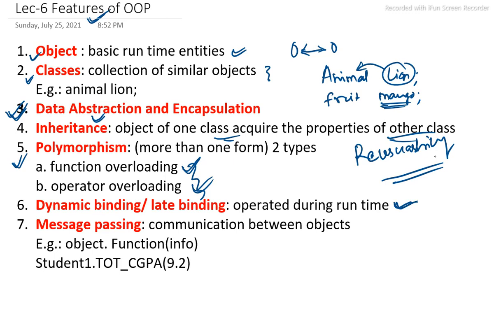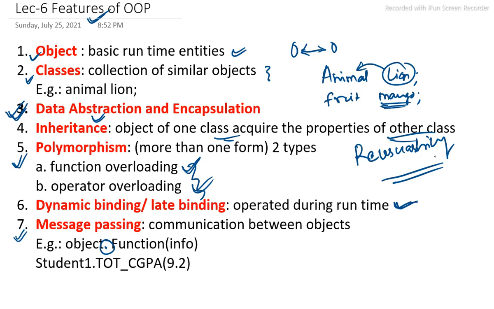The last feature is message passing. Here, the communication between objects takes place. All of this is handled by the object message passing feature, and communication between the objects is done through message passing. For example, if I write object dot function, the object is related to a particular function, and inside that function we pass some information, and they are connected through the dot operator.